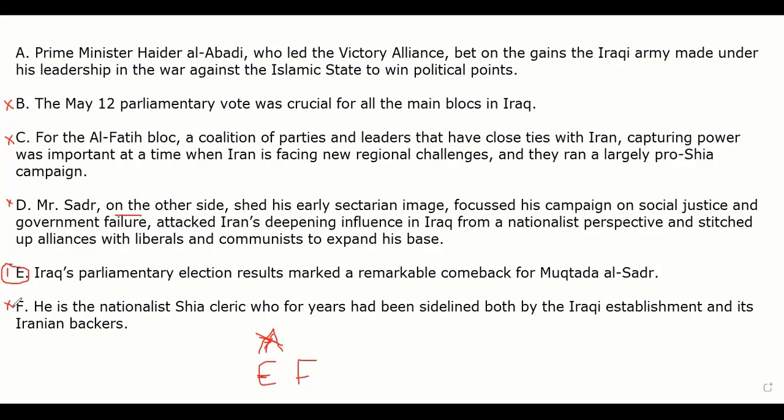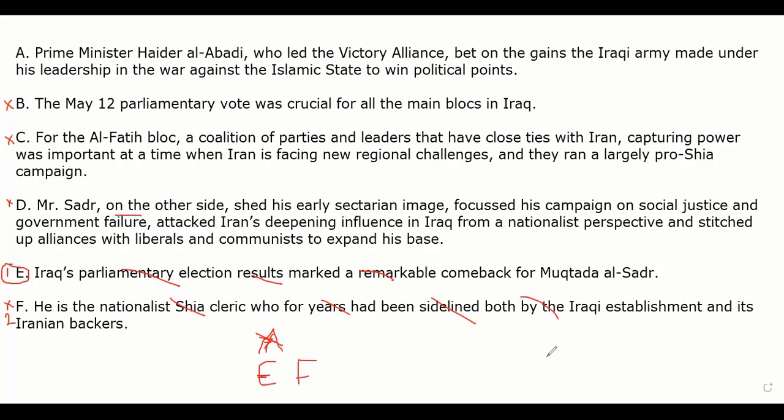So we have F as the second one. Why F came after E? I think A should come after E. Okay. Where is the connection between E and A? Iraq's parliamentary election results marked the remarkable comeback for Muqtada al-Sadr. And then we start talking about the Prime Minister. This is not the way to do it. So E and A are not related, right?